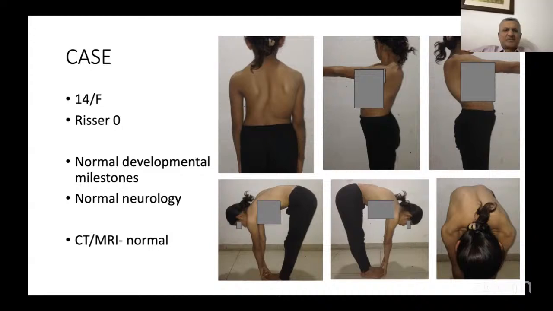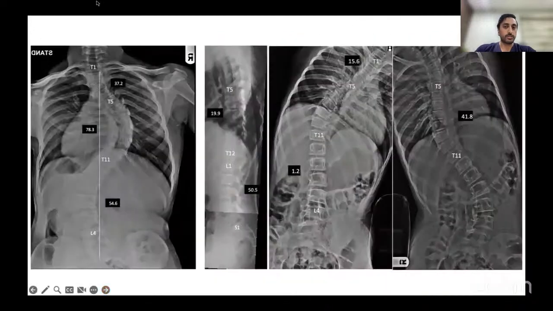Yeah, that's fine. A double major curve. Looks like both the curves are structural. We move on to the X-rays. So these are the X-rays: the standing AP view, lateral view, and the bending films.